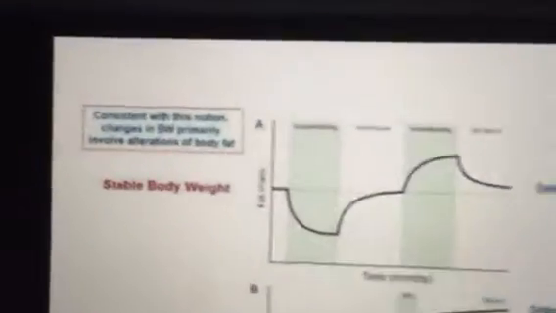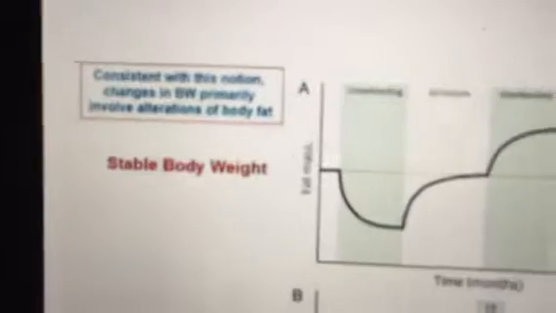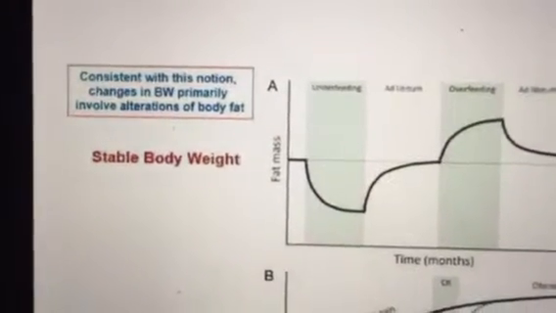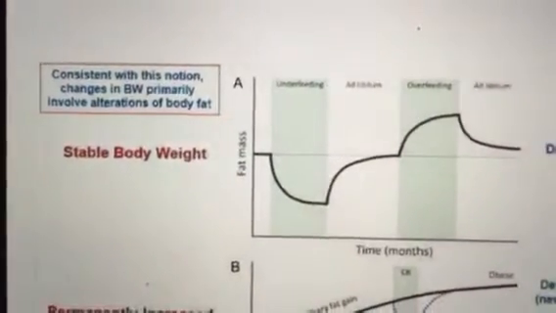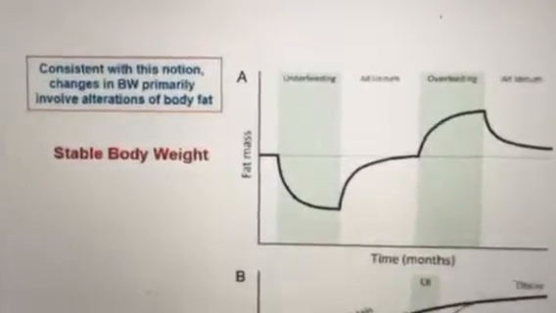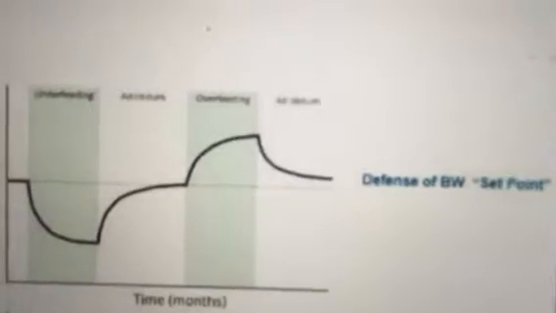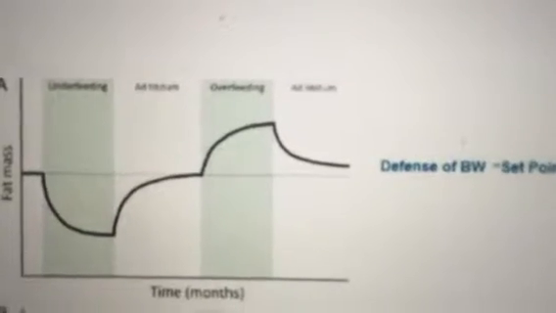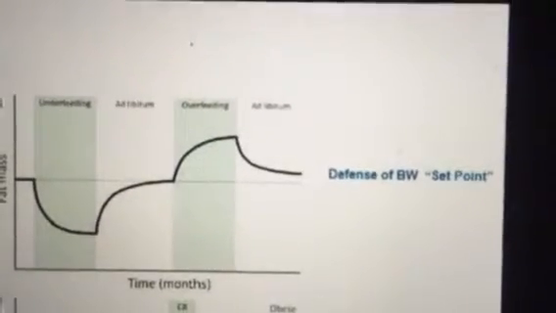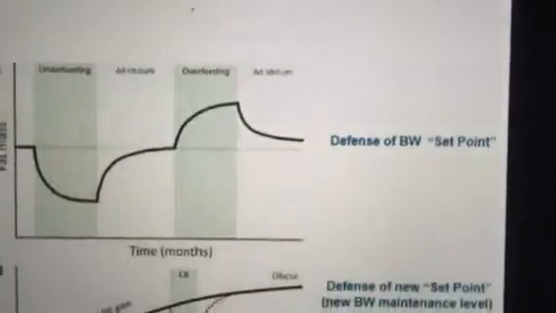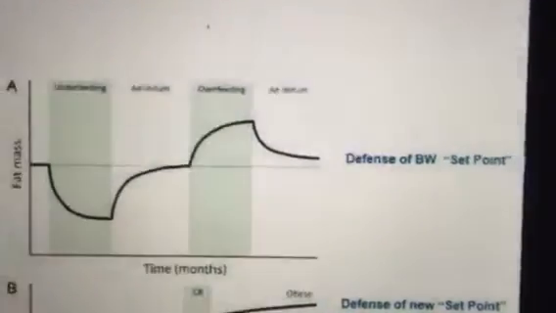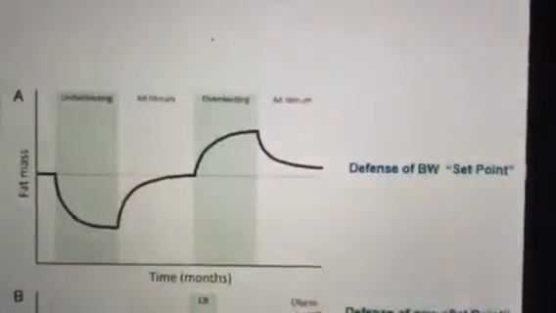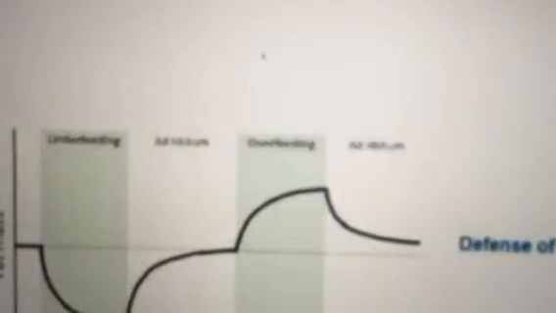But basically, if you manipulate nutritional factors for individuals at a stable body weight, and this could be animals or humans, what really changes primarily is body fat. Body fat decreases during periods of underfeeding and increases during periods of overfeeding. And what's interesting is that body fat mass will always go back to its original level. We call this set point.